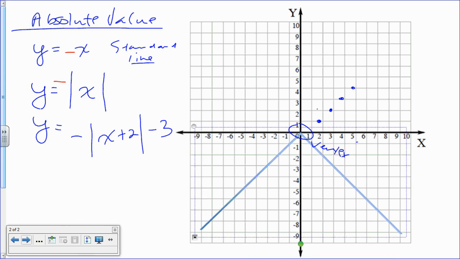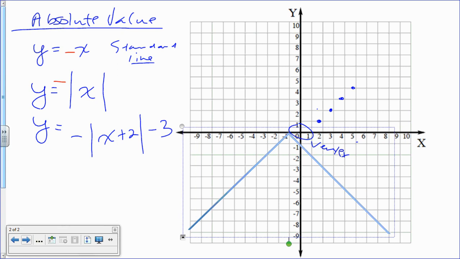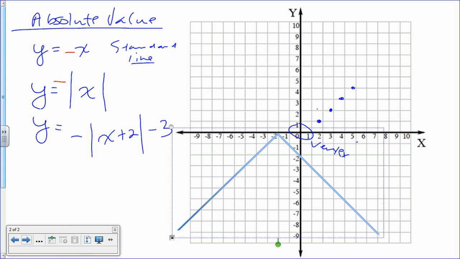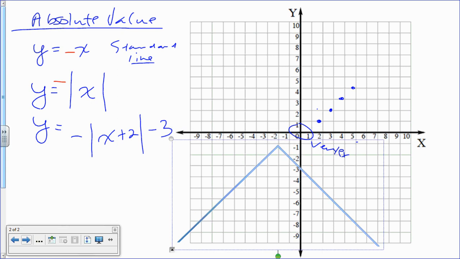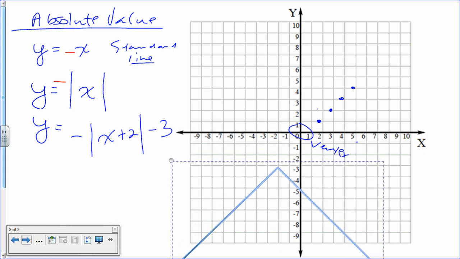Okay, now, inside. I'm going to go left 2, and then down 3. There's my graph. You guys see how we did that? And you can do that with just regular lines too. As long as you get them in what form? Okay, get them in that form. Does everybody understand?